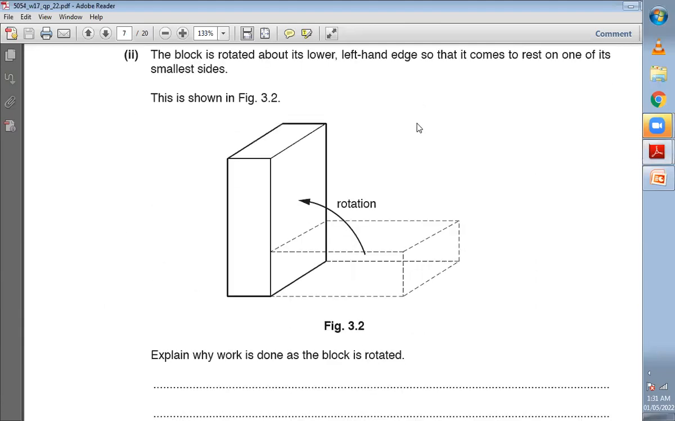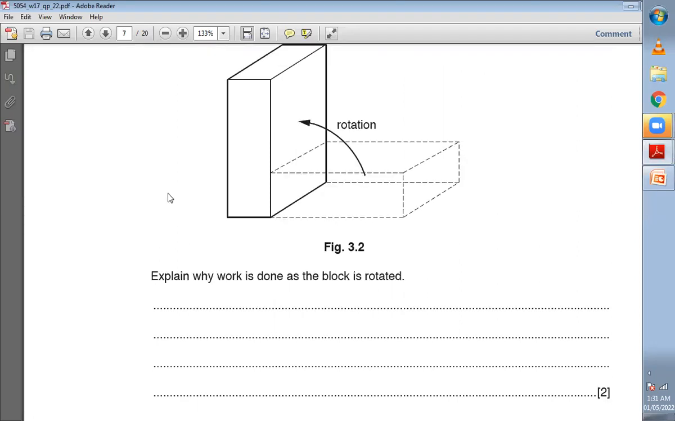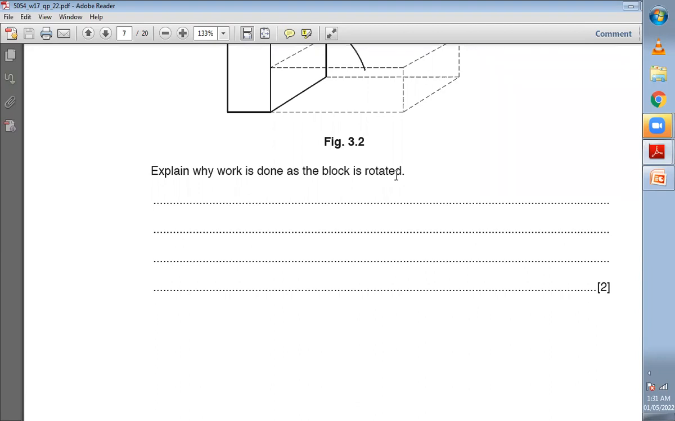So that was the C first part. Now we are on the C second part. The block is rotated about its lower left hand edge so that it comes to rest on one of its smallest sides. This is shown in the figure. So we have moved it like this and it is now standing like this. This is shown in Figure 3.2. Explain why work is done as the block is rotated.